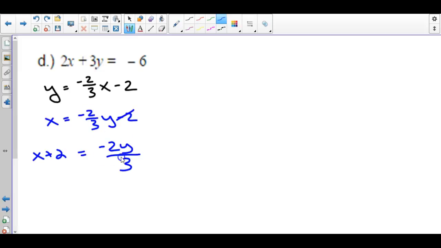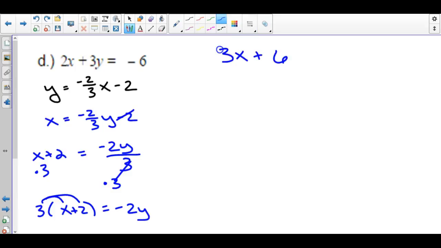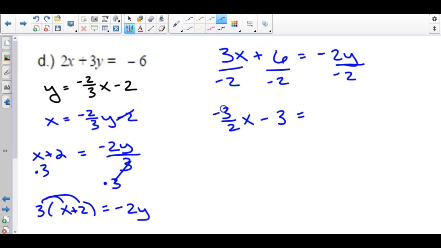So I'm kind of breaking this up into a couple pieces. And the first thing I'm going to do is bring my 3 over to the other side, and I'm going to do that by multiplying. So I have 3 times x plus 2 is equal to negative 2y. And what I'm going to do is distribute that left-hand side. So if I take my 3 and distribute, I'm going to end up with 3x plus 6 equals negative 2y. And then what I would want to do is to isolate the y, divide both sides by negative 2. So I'm going to end up with negative 3/2 x minus 3 equals y.